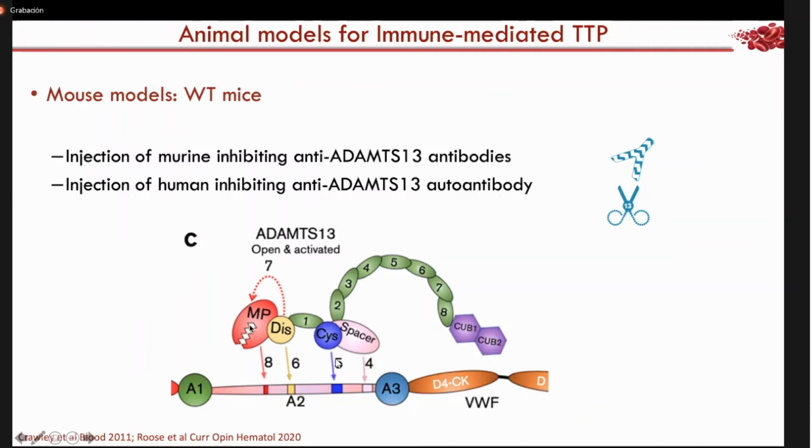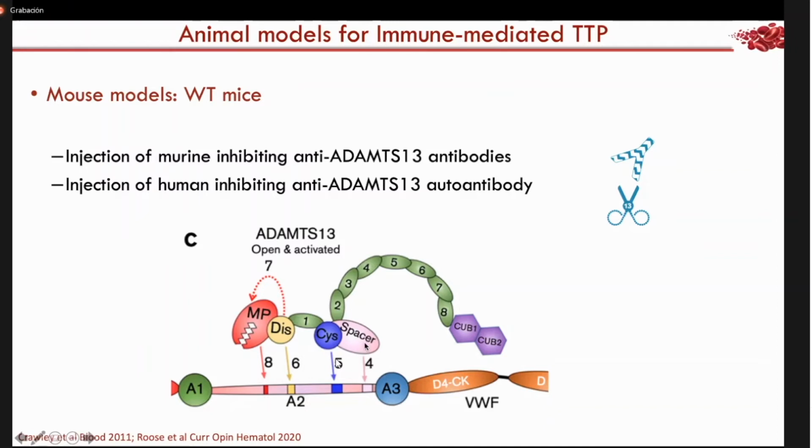I depicted here the ADAMTS13 molecule, as you can see, that consists of multiple domains, and the red domain is the metalloproteinase domain, where you find the catalytic site that ADAMTS13 uses to cleave VWF in the A2 domain. At the bottom of the figure you see part of the VWF subunits, and you see that the A2 domain contains the cleavage site.